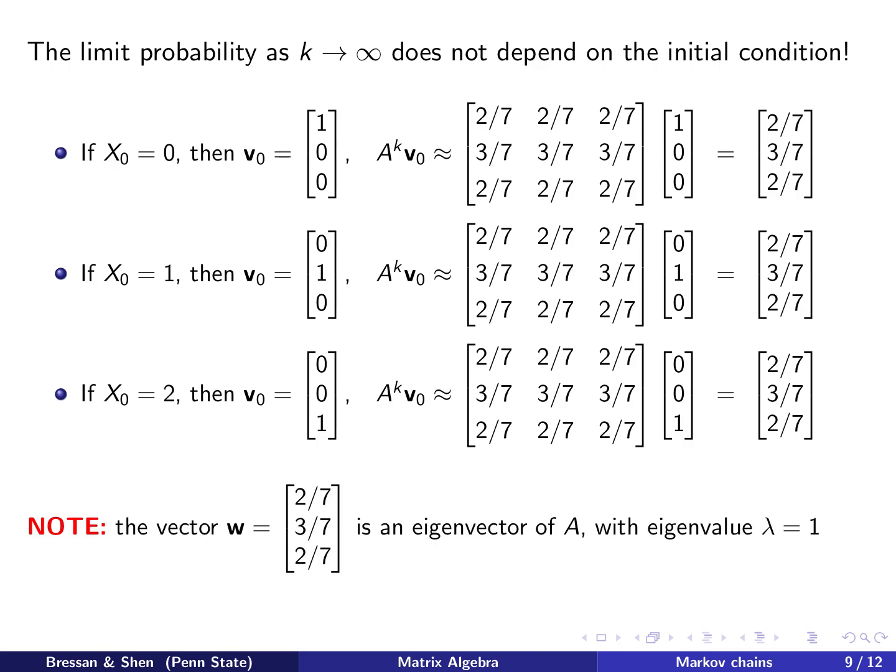We also remark that the vector here that we obtained is actually an eigenvector of A corresponding to the eigenvalue lambda equals 1.